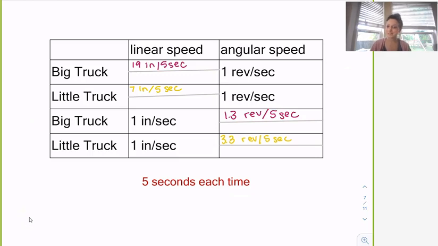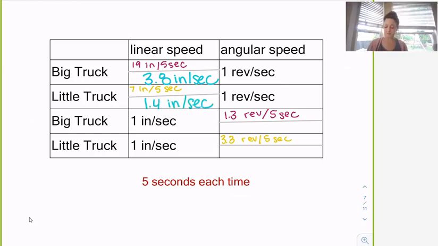All right, so hopefully your table looks something like this. If it doesn't, you can always pause and fill it in. Now let's go ahead and just calculate these. So we've got 19 over 5, so that is going to be 3.8 inches per second. And then I had 7 over 5, which is going to be 1.4 inches per second.